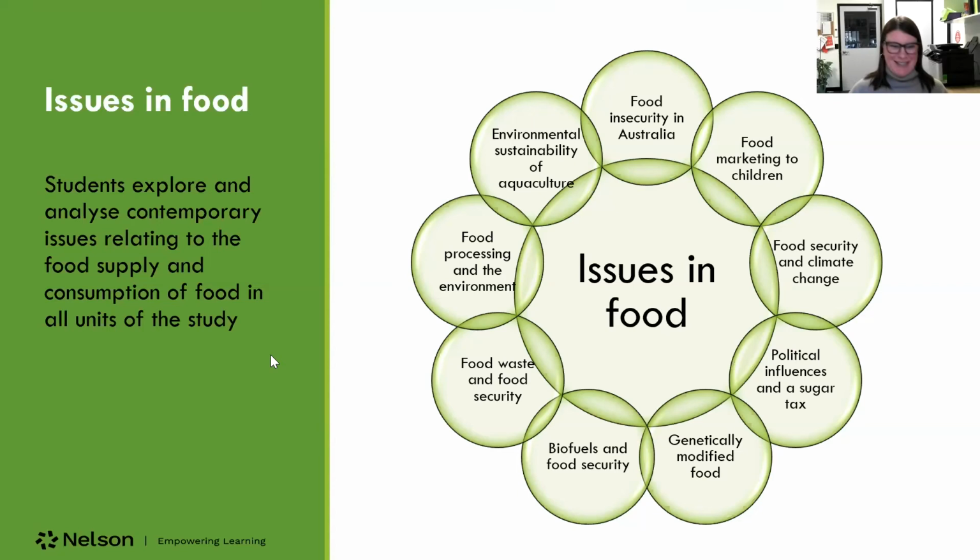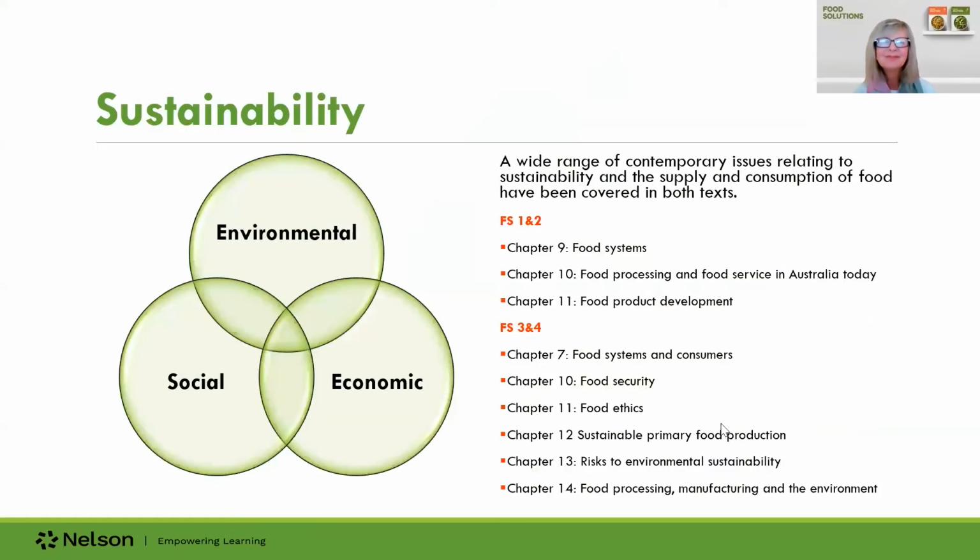So the last one is sustainability for me. Sorry about that, folks. A wide range of contemporary issues that relate to sustainability and the supply of and consumption of foods are covered in both texts. And you can see, again, 3 chapters linked to those, and in Units 3 and 4, we've got 6 chapters that link environmental, social and economic chapters. So it's definitely, these cross specifications are very well covered. So now, sorry, going a bit early, I'll hand over to Mel. So thank you.